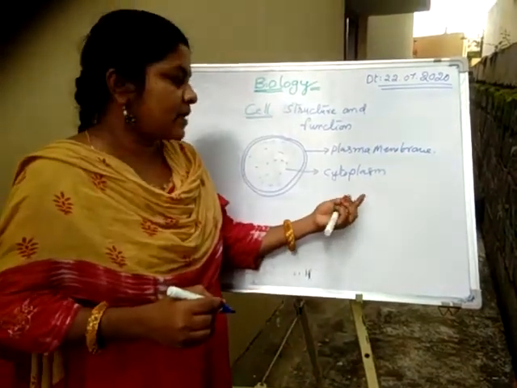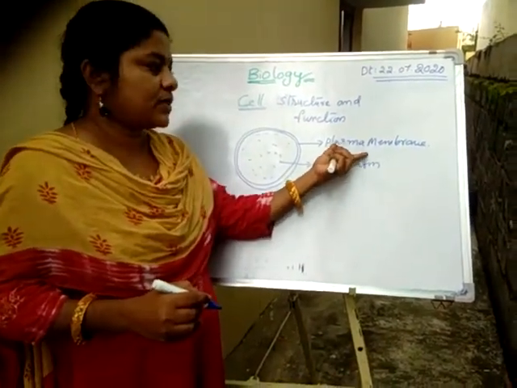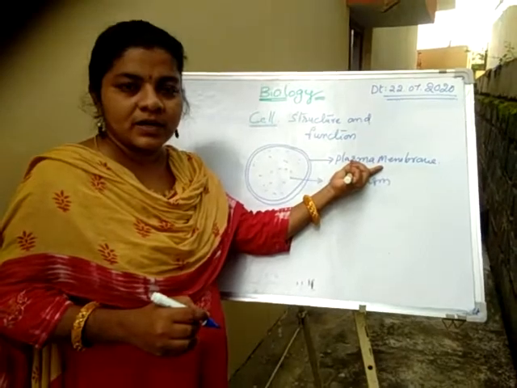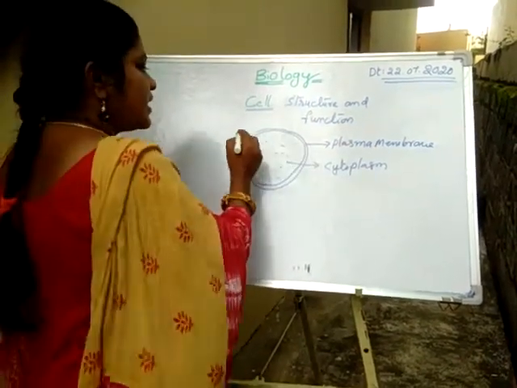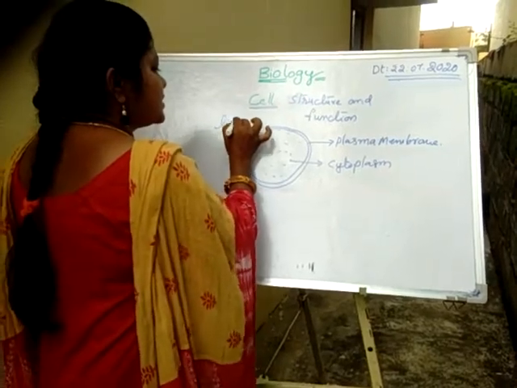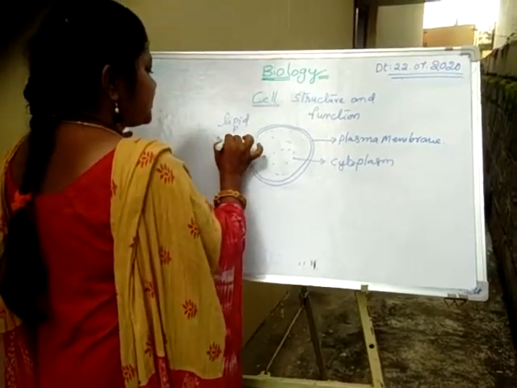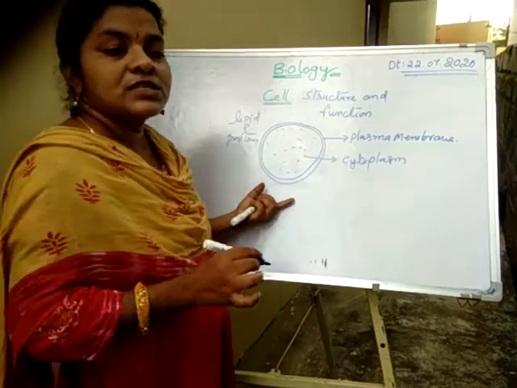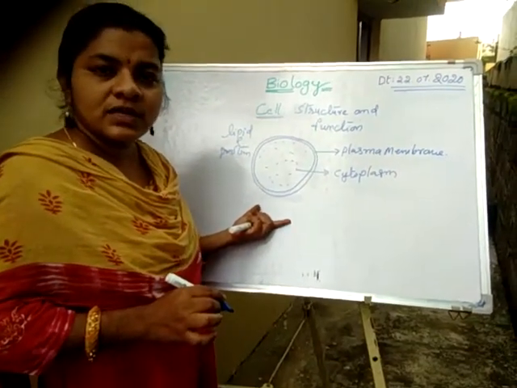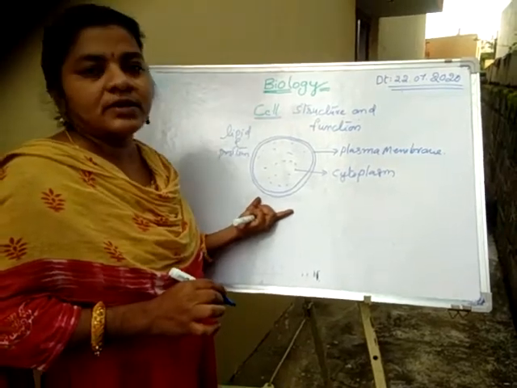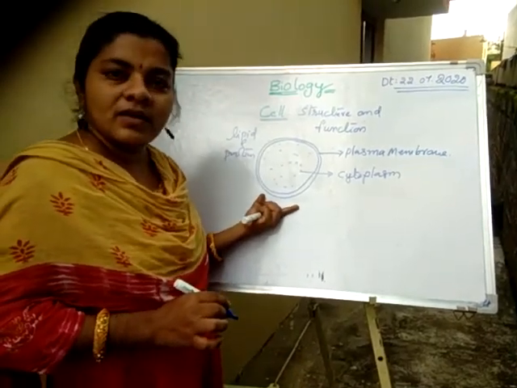So before explaining about the cytoplasm, I want to explain once more about the plasma membrane. This plasma membrane is filled up with lipids and proteins. But this is only in the animal cell. So what about the plant cell? Plant cell is different from the animal cell.